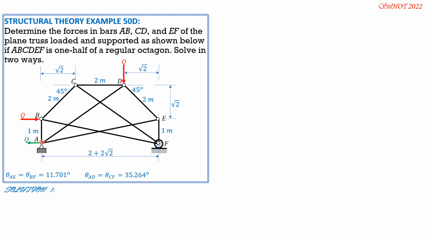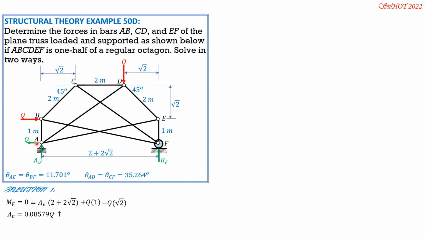So for the reactions, summation of forces horizontal, so A horizontal is Q also. Then the vertical we do not know yet. Call that A vertical and RF. So let's solve for A vertical by setting summation of moments about F equal to 0, clockwise positive. So we have AV times quantity 2 plus 2 square root of 2, then plus Q times 1, then minus Q times square root of 2. So AV can now be solved.